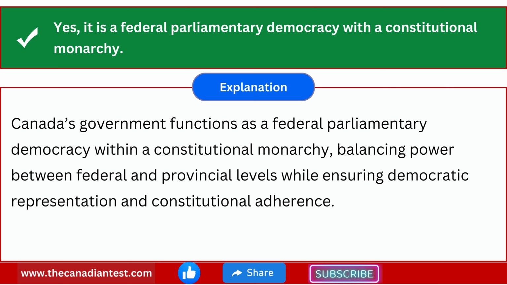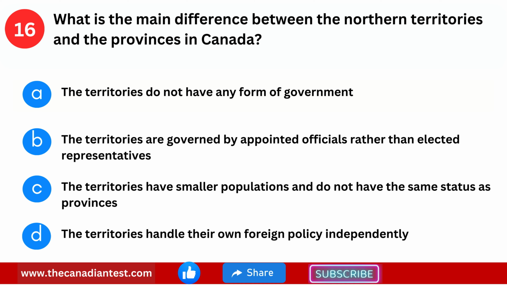What is the main difference between the Northern Territories and the provinces in Canada? Option A, the territories do not have any form of government. Option B, the territories are governed by appointed officials rather than elected representatives. Option C, the territories have smaller populations and do not have the same status as provinces. Option D, the territories handle their own foreign policy independently.